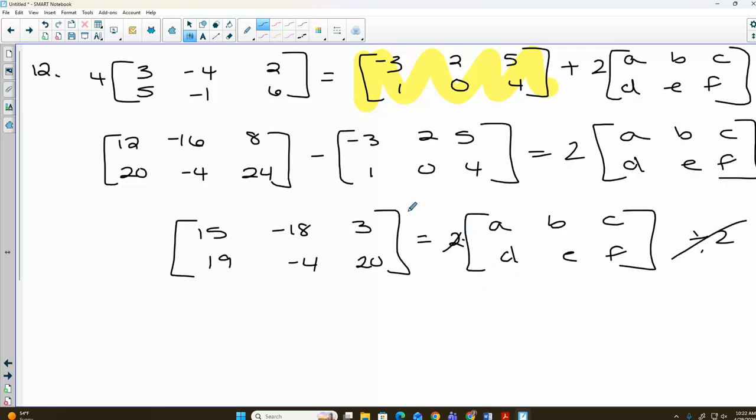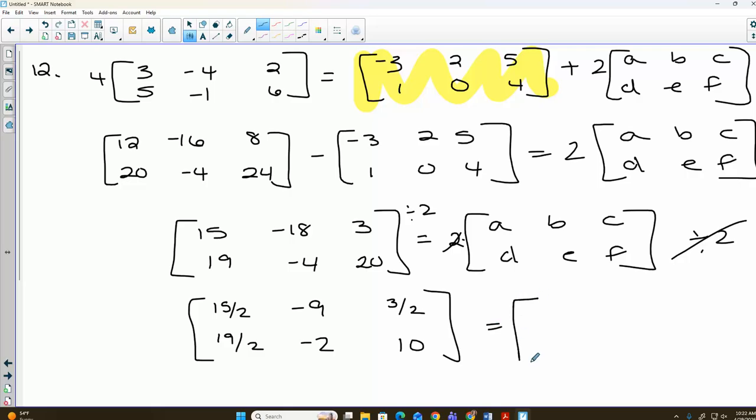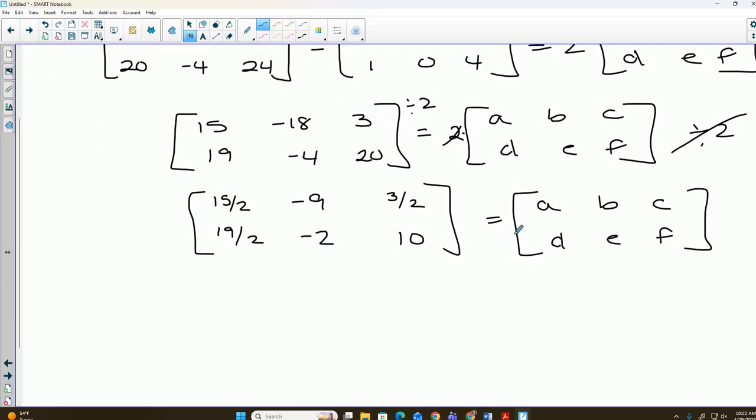So to divide a matrix by 2, you're just dividing every number by 2. So I get 15 halves, negative 9, 3 halves, 19 halves, negative 2, and 10. And so now we know all of our numbers. They're just in the corresponding spots.